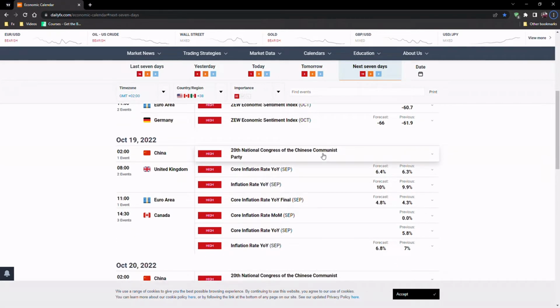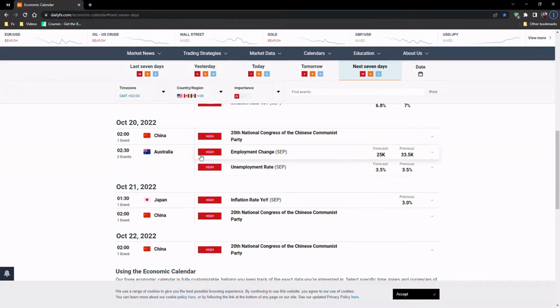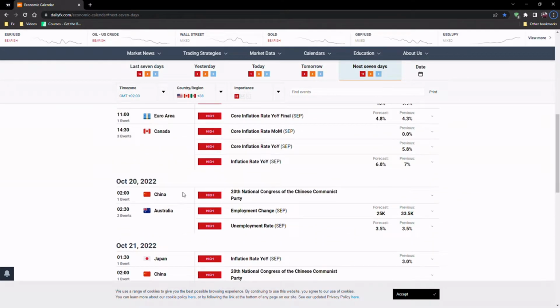On Wednesday, we are looking at the core inflation rate that might affect our Ger40. And then on Thursday, nothing, and on Friday nothing as well. The 22nd of October is a Saturday, so we won't actually be trading on that, so we're going to end on the 21st, where we also have nothing major. But yeah, that's going to be it for the fundamentals. Not a lot of fundamentals this week.